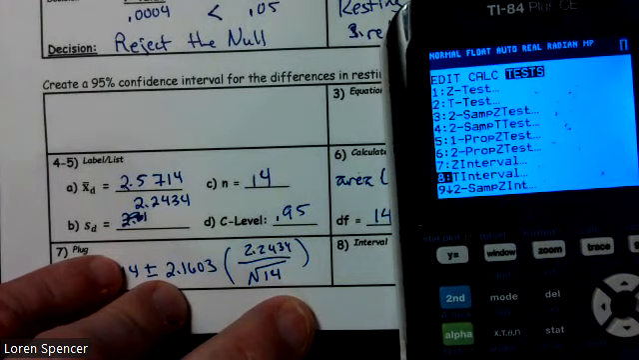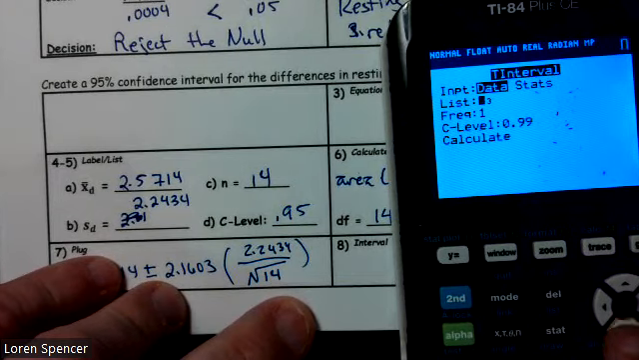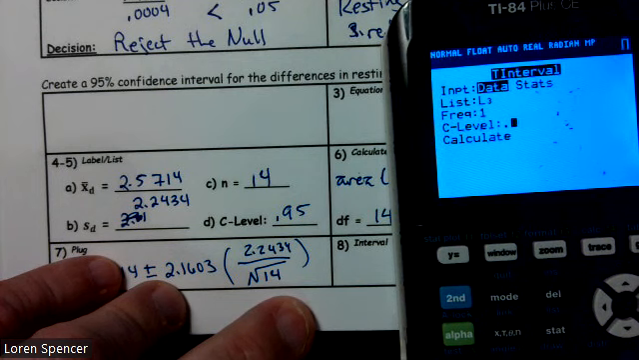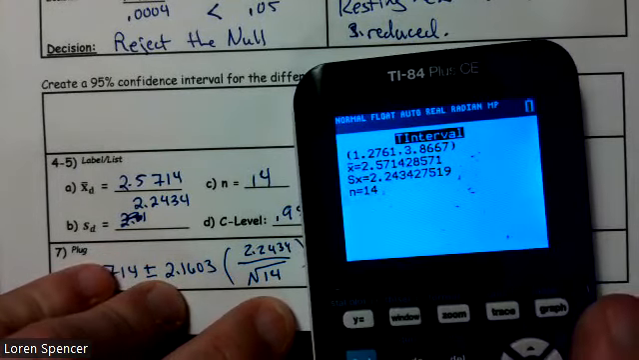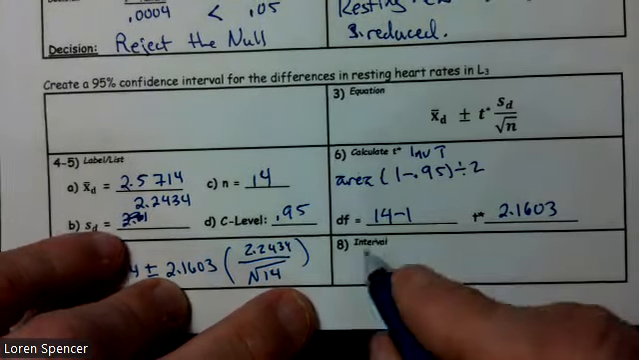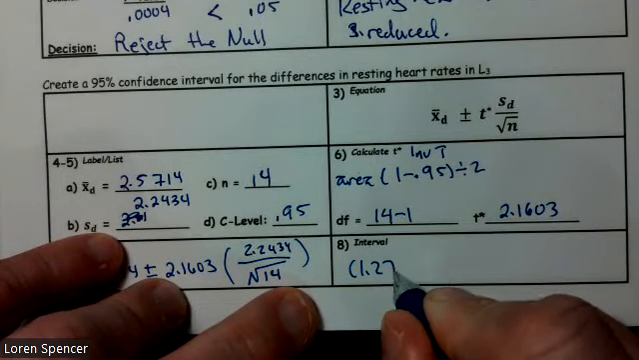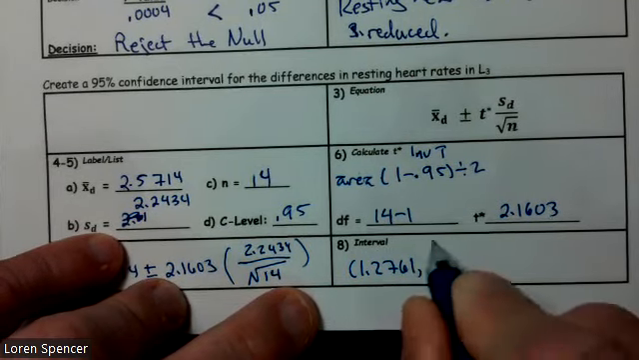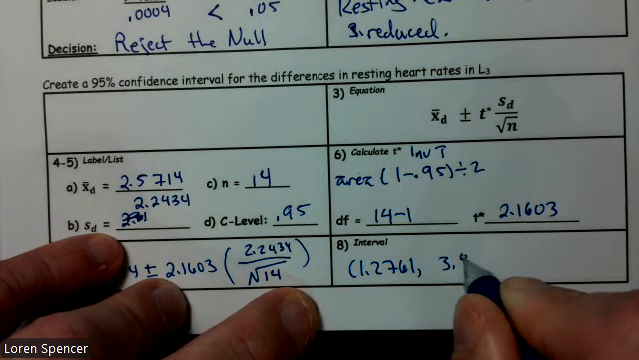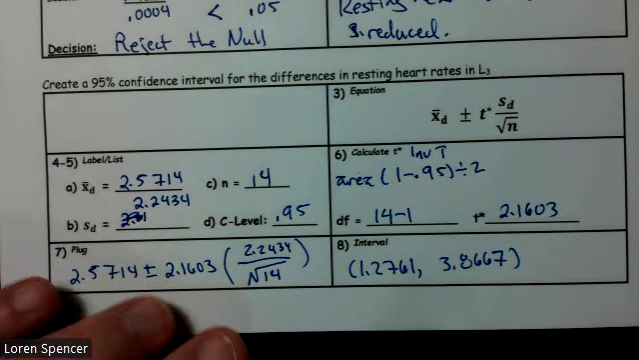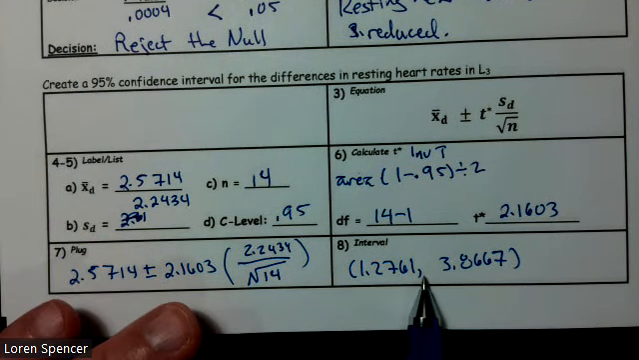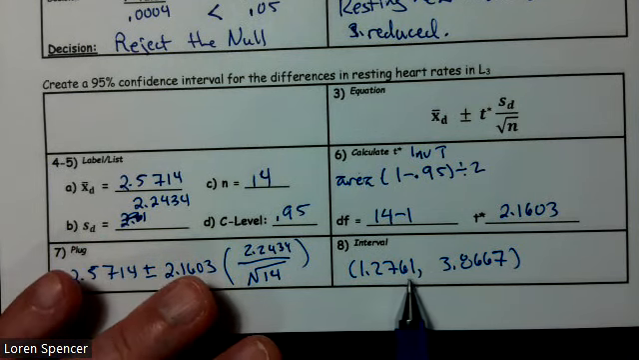And then for our interval, stat, test, number 8, because it's just a T interval. We have data, so we're using the list in L3. We need to change our confidence level to 0.95. We do our calculation, and we get an interval of 1.2761 to 3.8667. What's interesting to note is this does not contain 0, which indicates that there was a change.